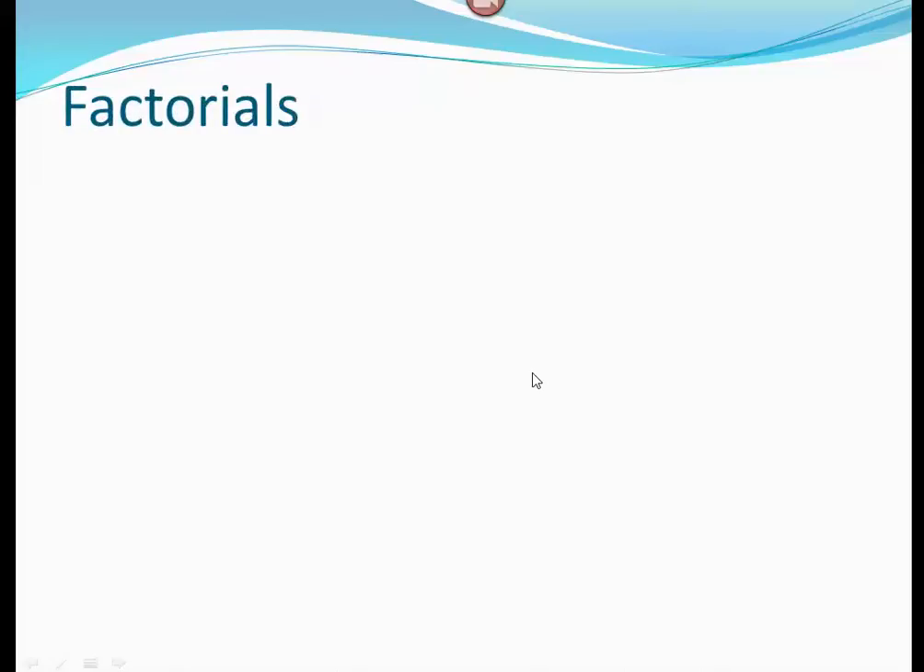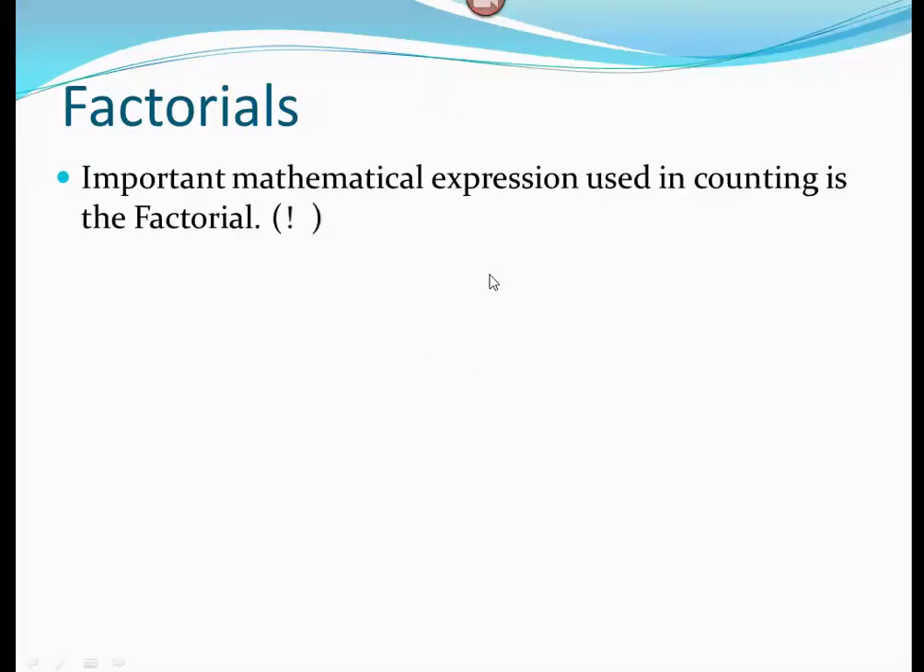Another mathematical function operation that we're going to look at is called a factorial. This is an important mathematical expression using counting when there are fewer and fewer possibilities upon each successive trial. And it's such an exciting operation that we use an exclamation point to represent it. And here's what the exclamation point means.